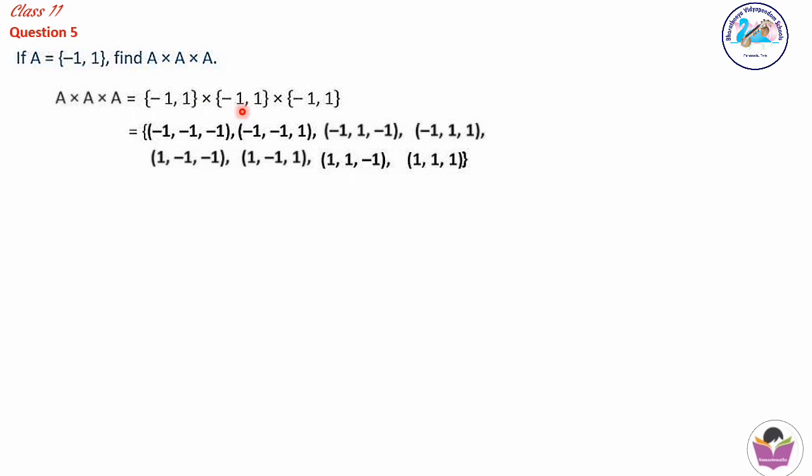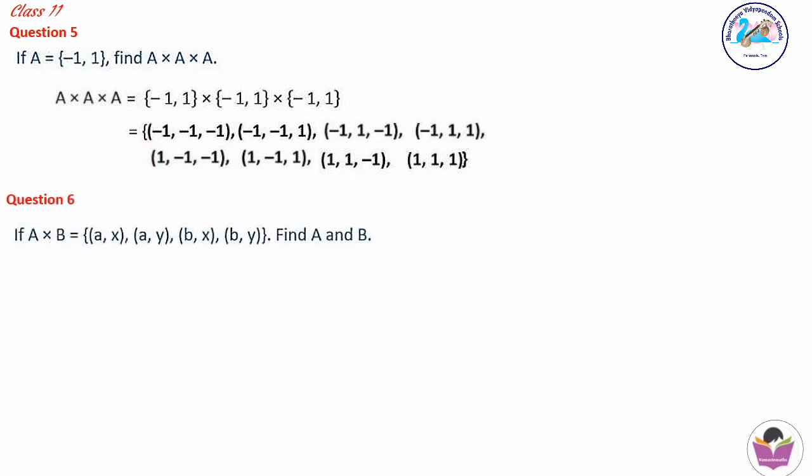Here first element -1, then here 1. It's written. Next is (1, 1, -1). It's written. Next is (1, 1, 1). That's all. So these are the 8 elements: 1, 2, 3, 4, 5, 6, 7, 8 triplets are there. That is A cross A cross A. First of all you check how many elements will be there in the cross product. Then accordingly you adjust it.